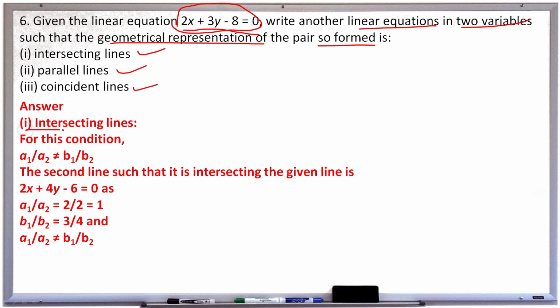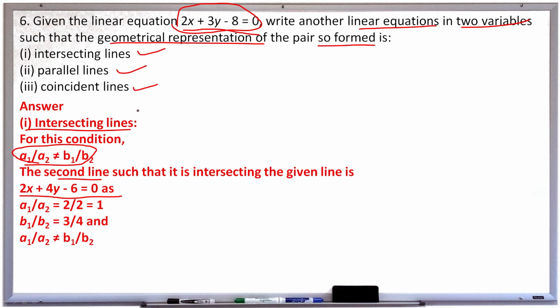Intersecting lines, for the condition. What is the condition for a pair of linear equations to be intersecting? The condition is a1 by a2 is not equal to b1 by b2. If it is not equal to b1 by b2, then the condition is satisfied. So in the second equation we can take 2x plus 4y minus 6 is equal to 0.